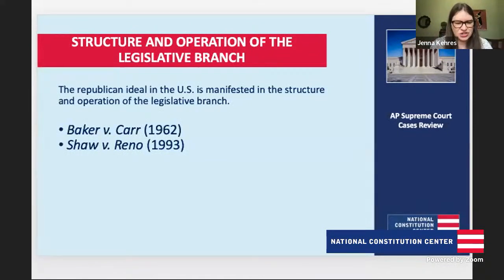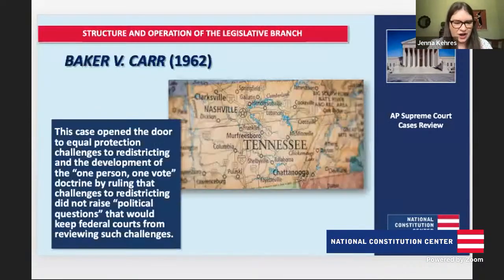So this is kind of the structure of the legislative branch, and we're going to look at Baker v. Carr and Shaw v. Reno. So we'll start with Baker v. Carr. So tell us about this case and why it's important to learn about it.